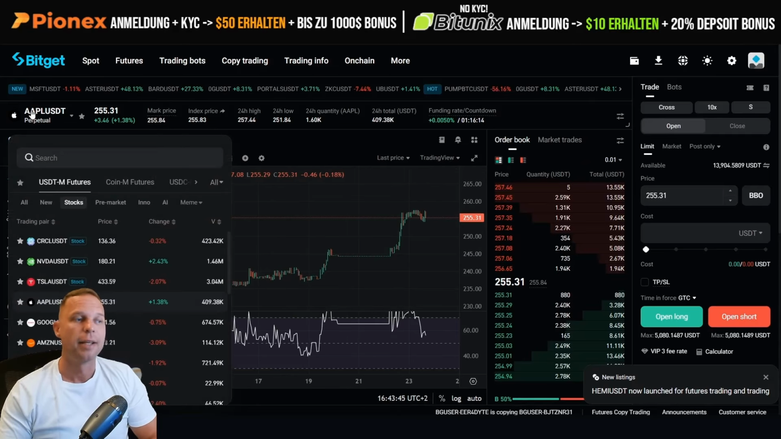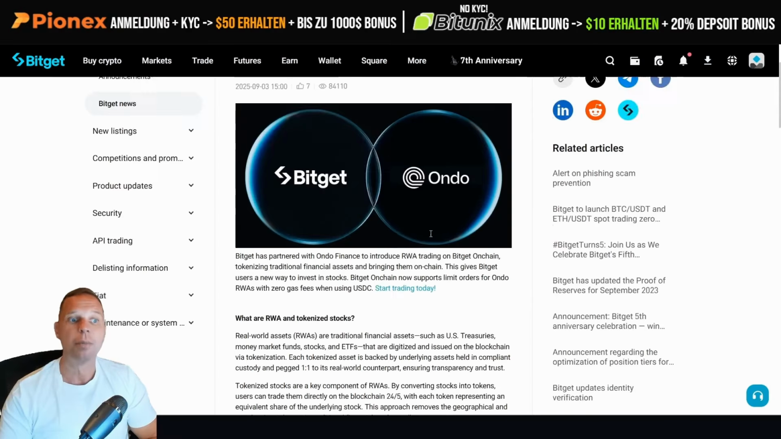And as you can see here, you can now trade real-world assets, meaning stocks, on BitGet. In this case, for example, I currently have Apple open. I want to show you a partnership that BitGet has entered into with ONDO Finance. Keep an eye on the ONDO coin as well. It has incredible potential for the future.